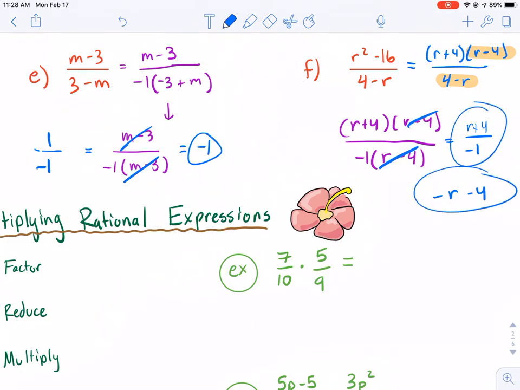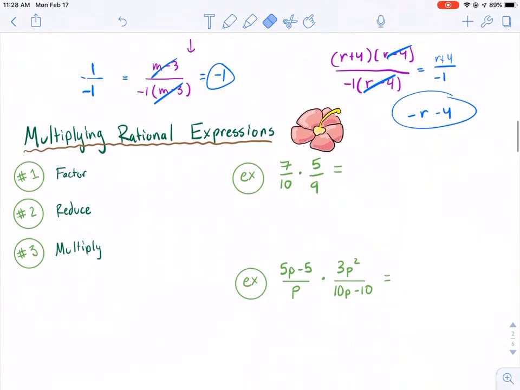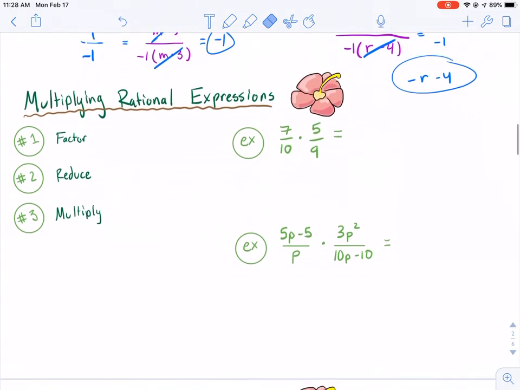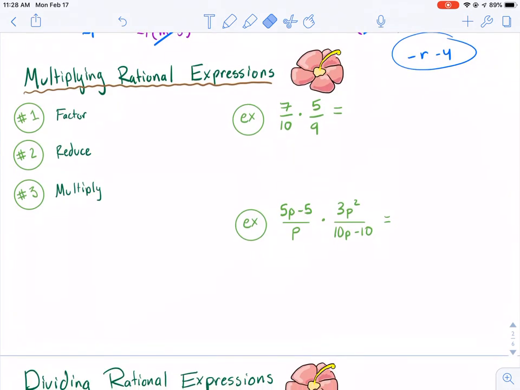That would be an okay answer, but really the most simplified form is -r minus 4. I'm going to stop here, and we are going to move on to multiplying rational expressions in a second.